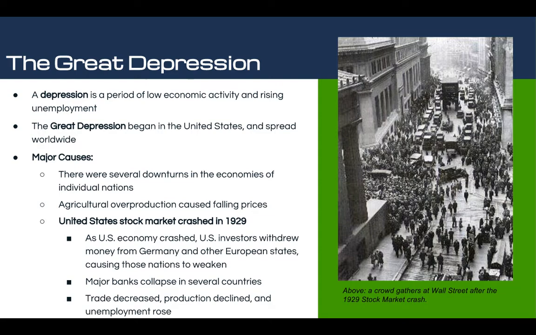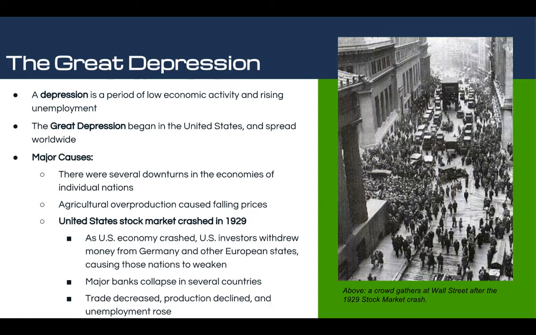And then finally, it tumbles. And so the U.S. economy crashes. And U.S. investors then, in order to try to gain some money back and help themselves out over here in the U.S., withdraw their investments from Germany and other European states. And because these investments are withdrawn, those nations become weakened. Major banks collapse in several countries, including the United States. People make a run on banks and try to get all their money out, and they basically can't.